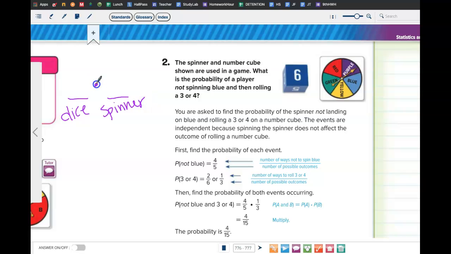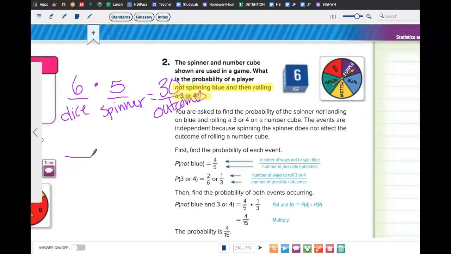I have 6 options on my dice total, and I have 5 options on my spinner total. Therefore, I have a possibility of 30 outcomes total. Now, I want to know specifically what the probability of a player not spinning blue and rolling a 3 or 4 is.